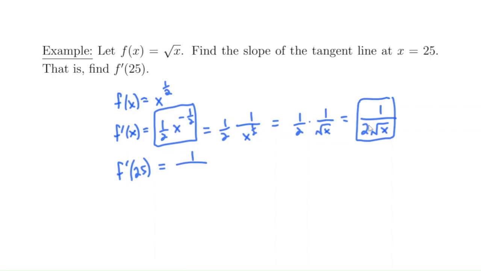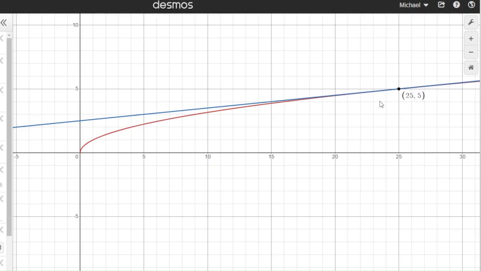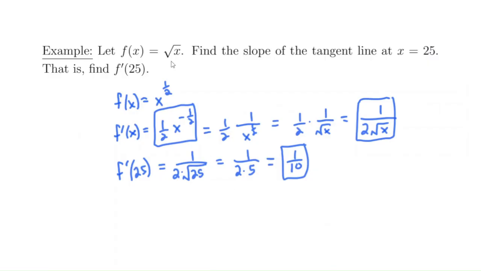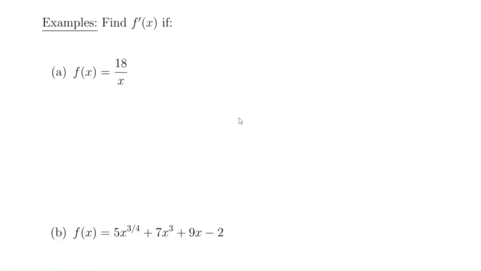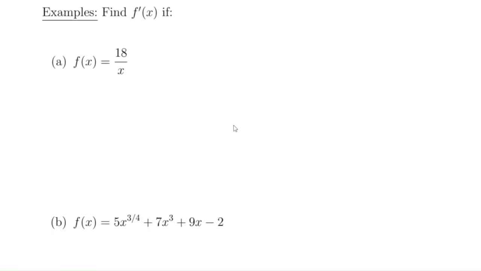We get 1 over, let's use this one right here, 2 times the square root of 25. So that's 1 over 2 times 5. And so that would be 1/10. Okay, so the slope of that tangent line right here is 1/10. That's what f prime of 25 is, 1/10. But notice we use the power rule to find the derivative of x to the 1/2. So let's go ahead and do those problems a through h that we mentioned here.